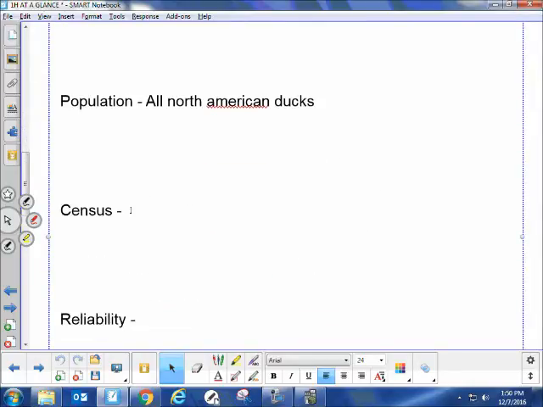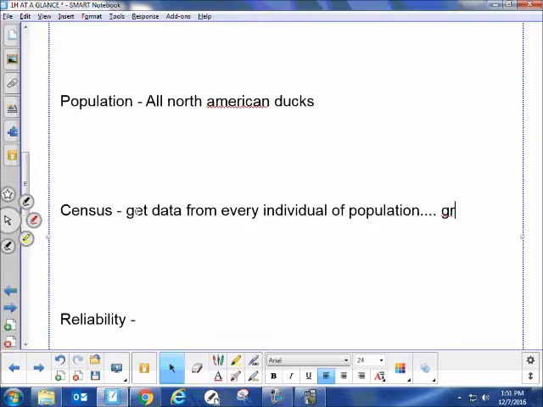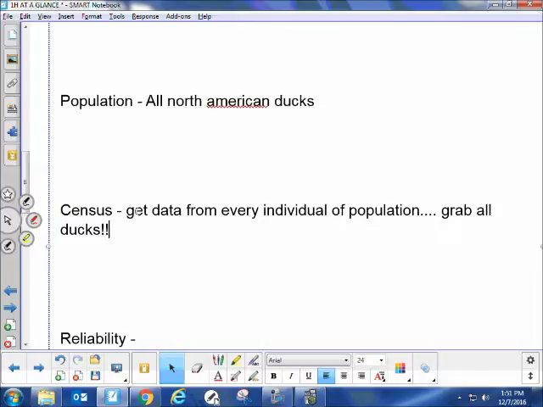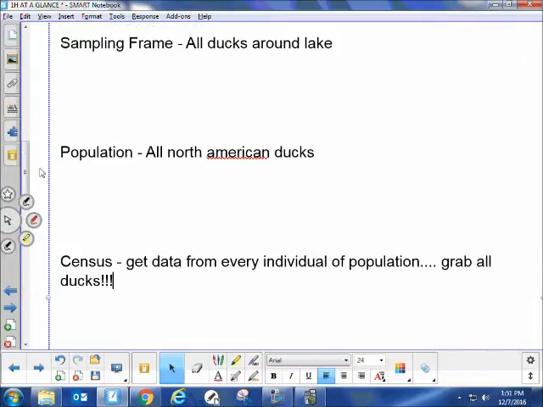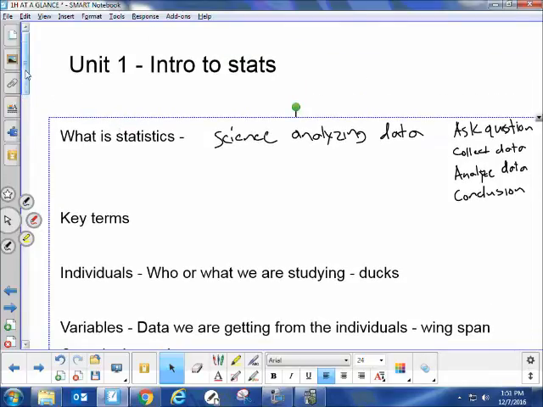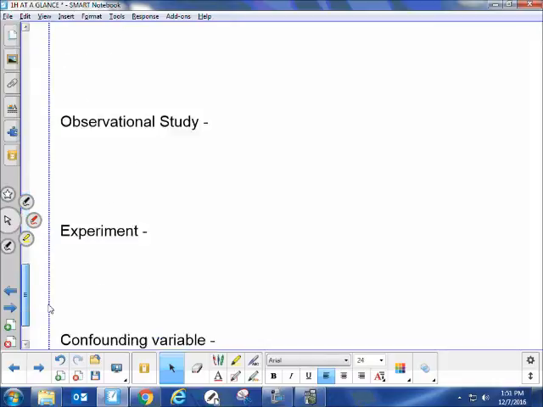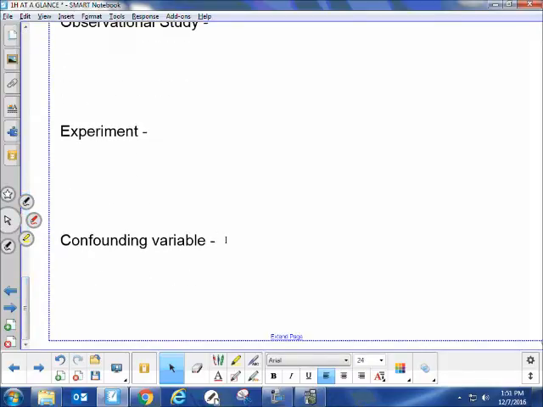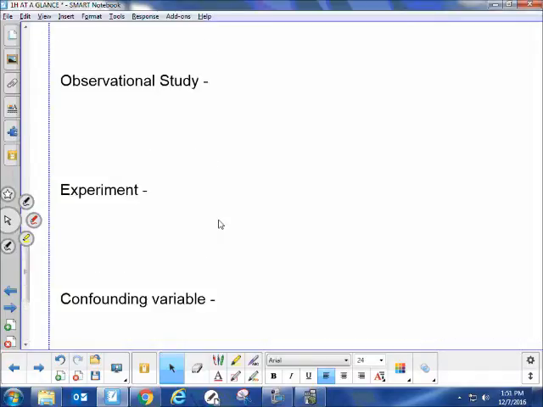Okay? The census would be if we examine or get data from every single individual of the population. Okay, so that would be if I was able to grab every single duck and get their wingspans. Now we don't really do that, so the kind of art of statistics is that instead of looking at censuses, we are going to produce samples. And now samples will produce statistics. I'll do that up here.